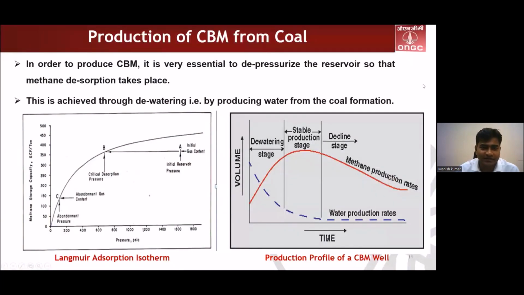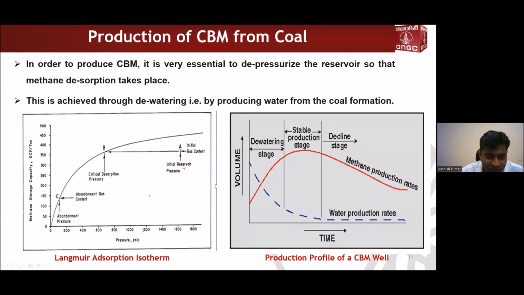So as we have already discussed the various operations required before starting the production of coal bed methane from coal, now moving on to the production of CBM gas. In order to produce CBM, it is essential that the coal seams, the reservoir, be depressurized so that desorption of coal bed methane can take place from the surfaces of the coal, which is governed by the Langmuir adsorption isotherm.